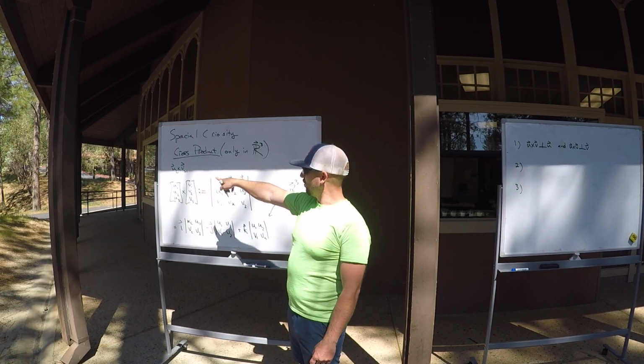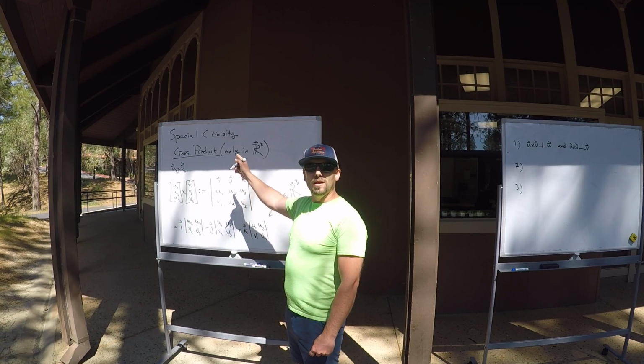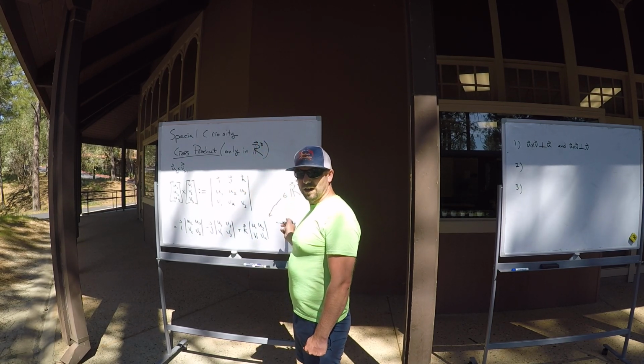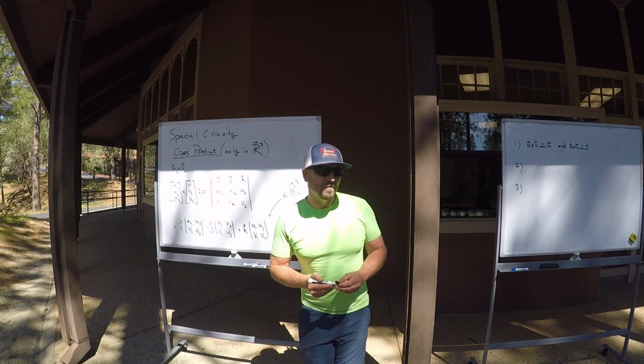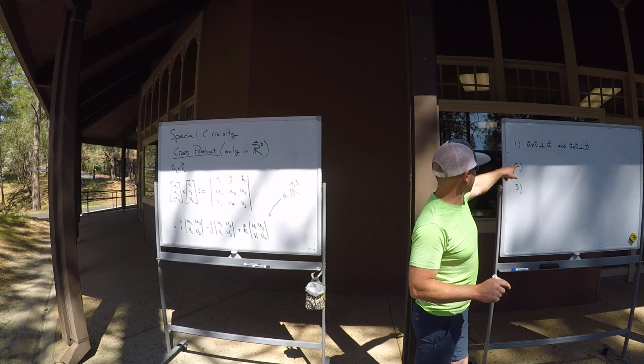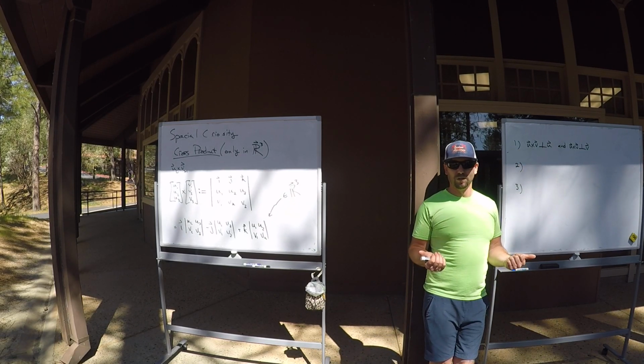So I started with 2 vectors in R3, and I did some weird multiplication, and I got another vector in R3. And what's cool about that vector is that it's perpendicular to both the things you start with. You can use a dot product to check that that's true.